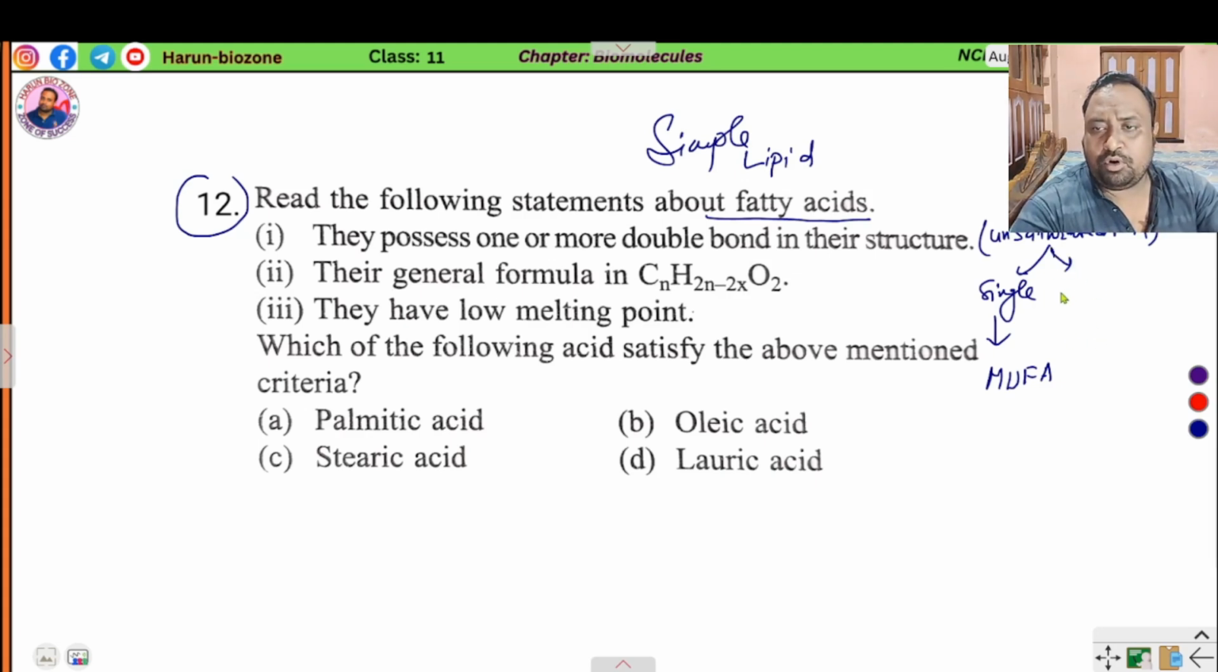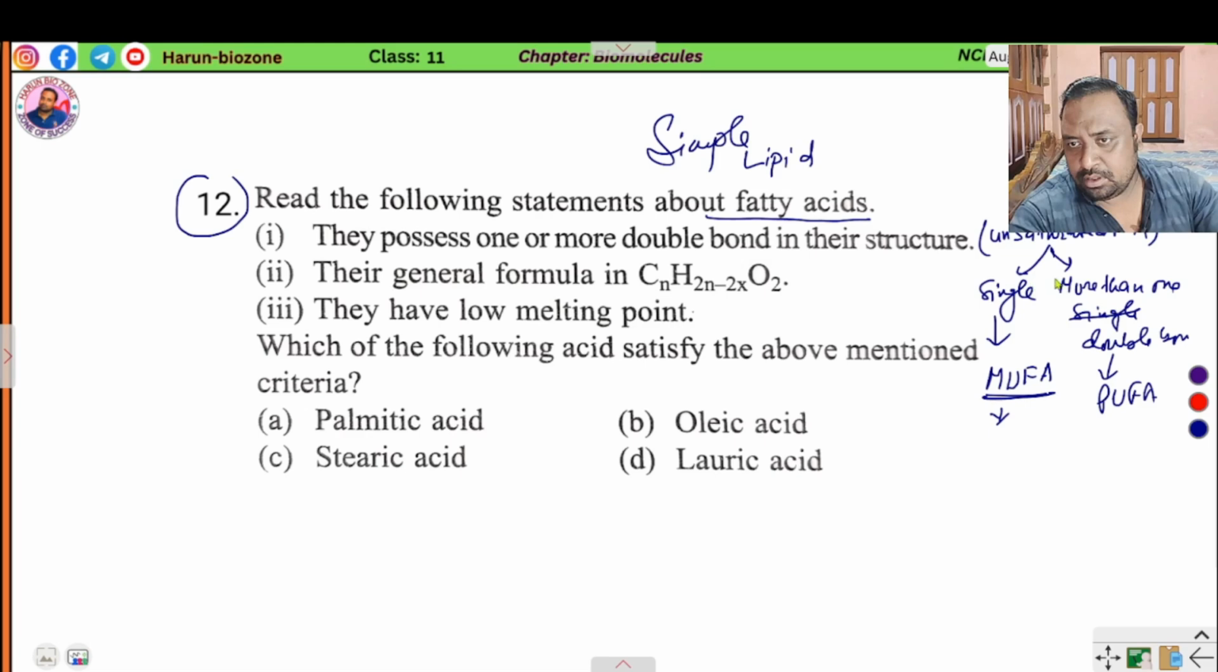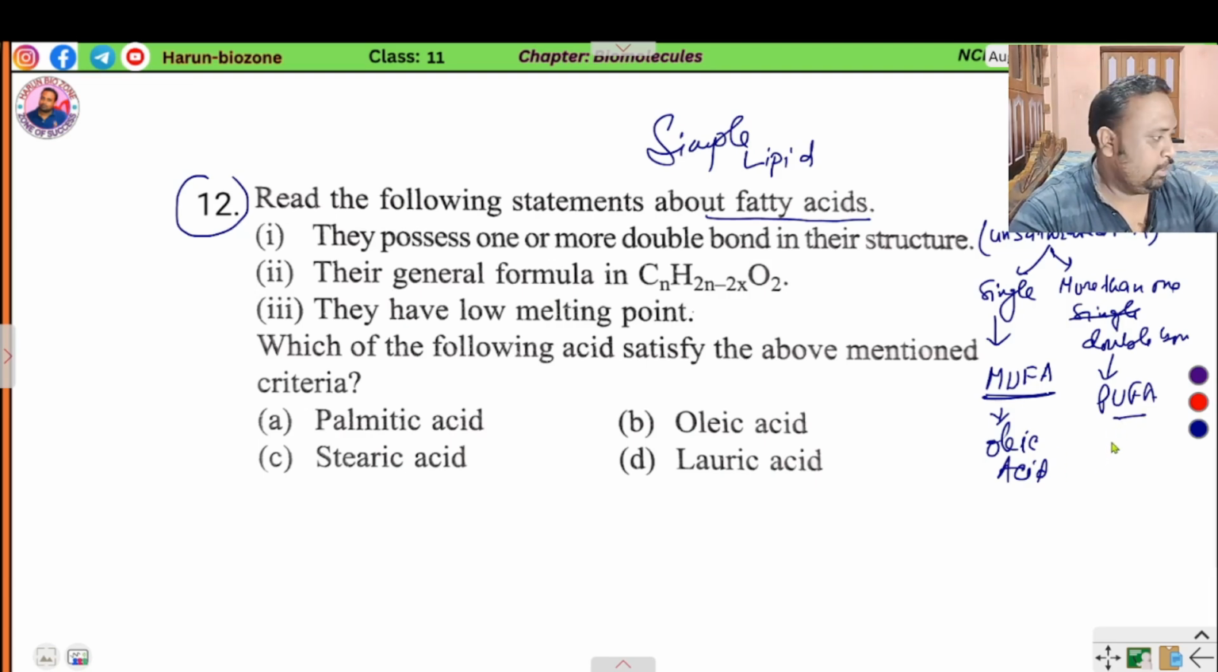When more than one double bond is present, it is called PUFA, polyunsaturated fatty acid. An example of MUFA is oleic acid, and of PUFA is arachidonic acid. Clear? So they possess one or more double bonds. Their general formula is CnH2n-2XO2. They have a low melting point.